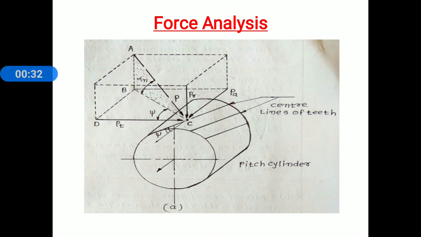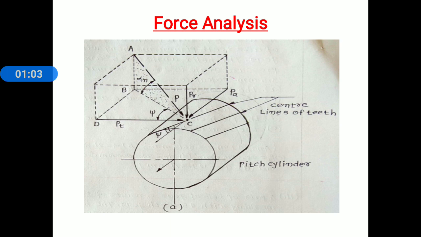Everyone, carefully observe this sketch. In this sketch, we consider a pitch cylinder, and on the pitch cylinder we consider a center line of teeth. On the center line we consider a point C. On that point the resultant force capital P is acting on the tooth of a helical gear.